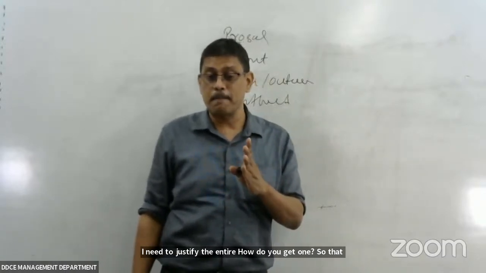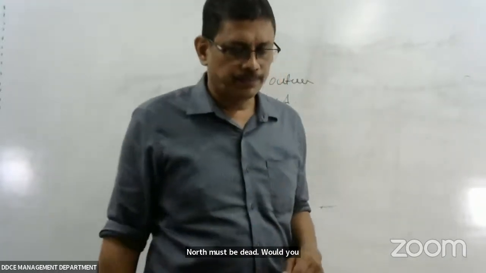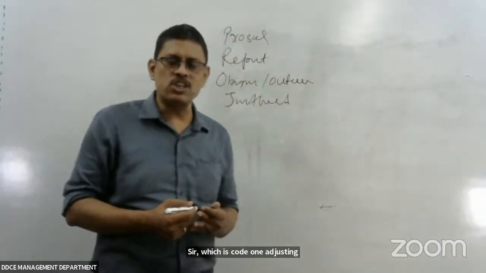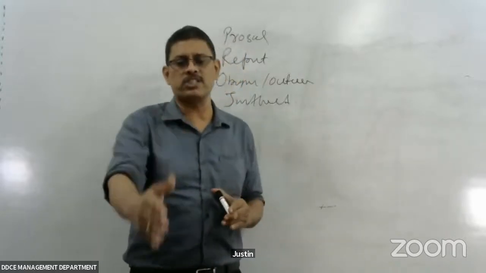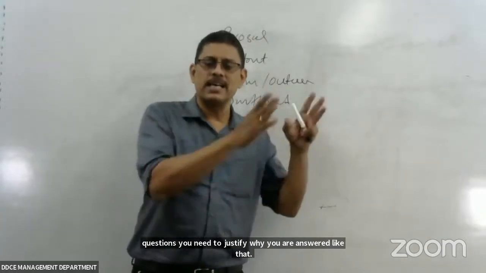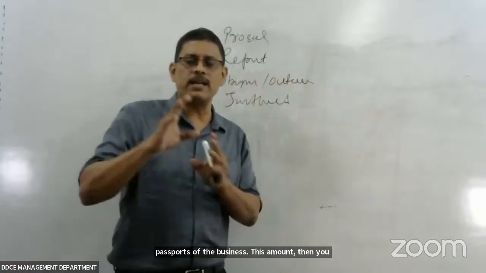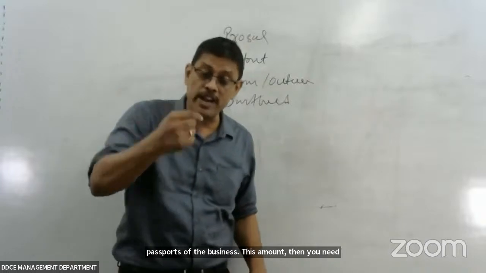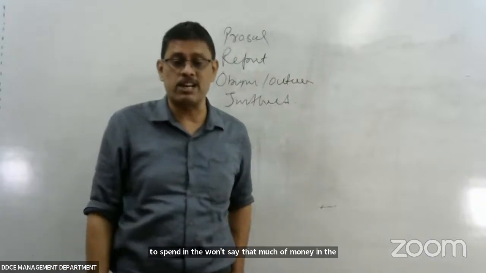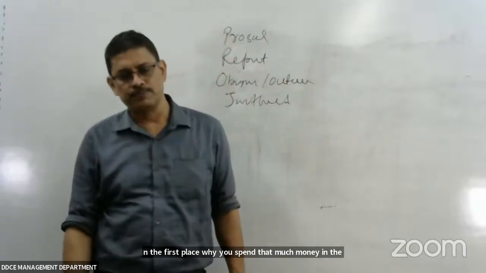Proper justifications. Notes must be there. Sir, Justifications. You need to justify. Suppose you are answering my questions, you need to justify why you have answered like that. Suppose you have mentioned that you will spend this amount on the first phase of the business, then this amount in the second phase, then this amount in the third phase, then you need to justify it. Why will you spend that much money in the first phase, and why that much in the second phase? Because if proper justifications are not there, then the plan will not be approved.